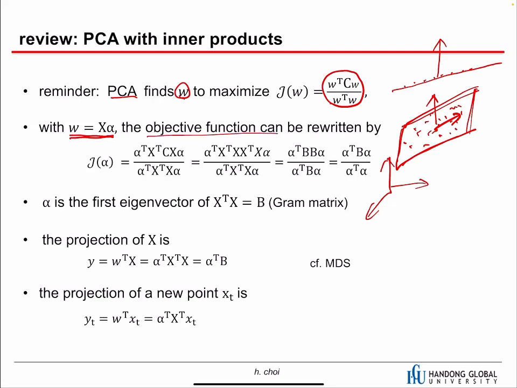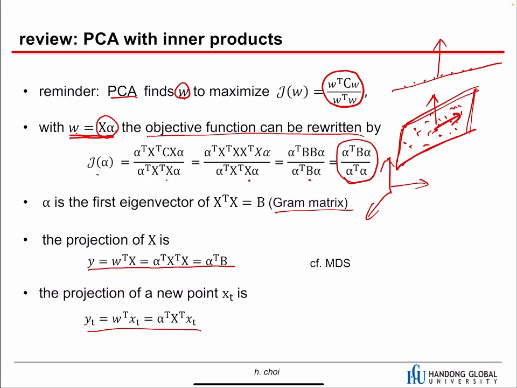Then the objective function can be rewritten by this. Instead of W, we can use X alpha. Then we have this ratio, and alpha is actually the eigenvector of this Gram matrix, or inner product matrix. Then the projection of X can be given by this, and the projection of a new point X of t is given by this. This is what we know from PCA.